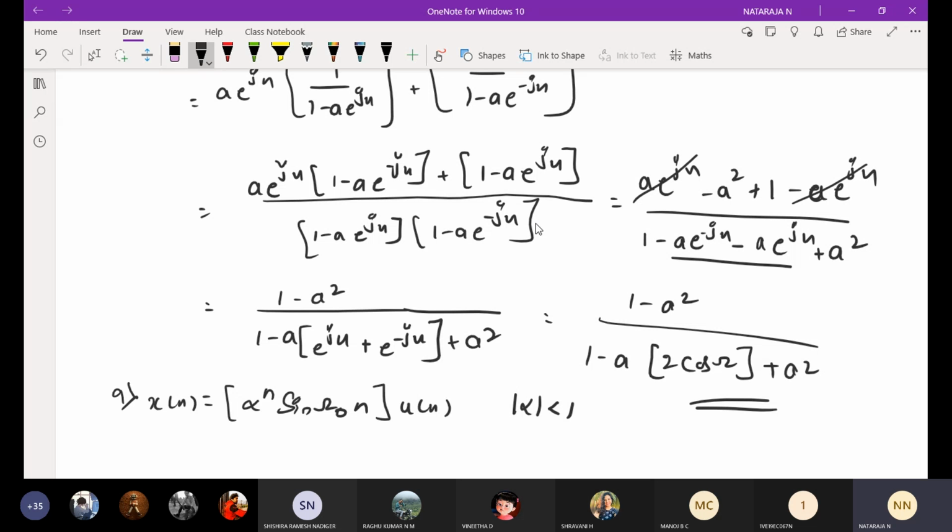Then you can take 1 by 2j outside, then alpha to the power of n with respect to one term, e power j omega naught n. You multiply, and you can take the difference between two different terms. Try this problem.